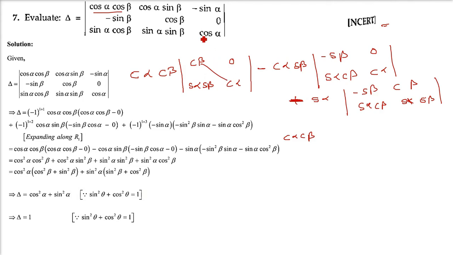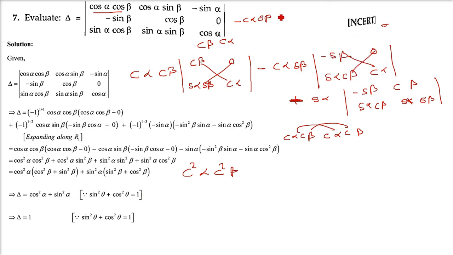First one will be cos alpha cos beta. Inside this we have cos beta cos alpha and minus something with 0. 0 into 0 something is 0. So this finally will be cos alpha cos beta cos alpha, actually it's cos square alpha and cos square beta. The first one is done. Coming to the second one. This is minus cos alpha sin beta. Here we have minus sin beta cos alpha.